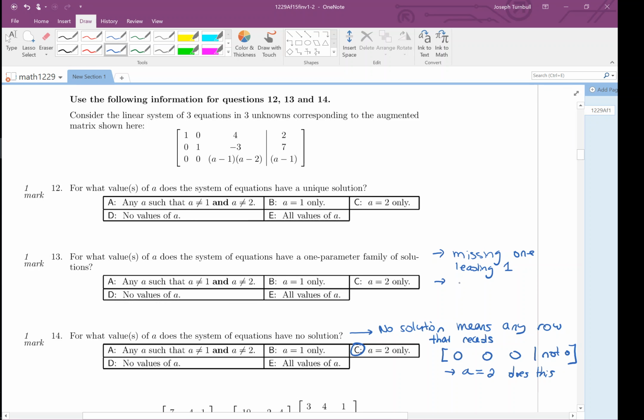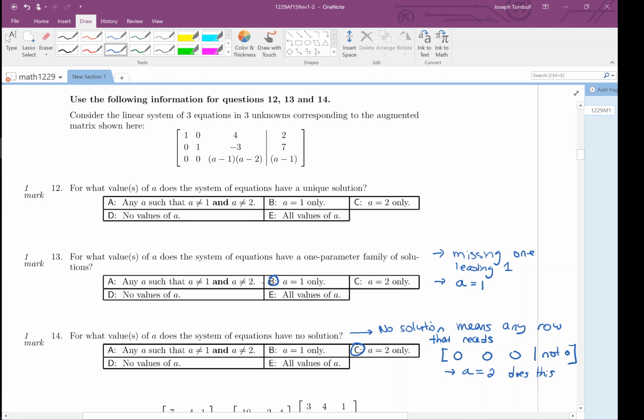And that's going to happen when A equals 1. If you use 2, that gives you no solution. If you use 1, you get zeros all the way across. You're missing bottom right leading 1. You have to make that column, that third column, a parameter column, like a t. And that would be your one parameter. So A is equal to 1.